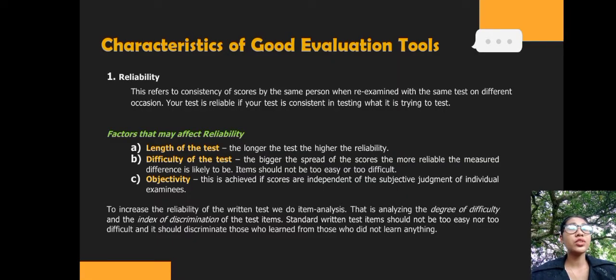So, characteristics of good evaluation tools. First, reliability. Reliability refers to consistency of scores by the same person when re-examined with the same test on different occasions. Your test is reliable if your test is consistent in testing what it is trying to test. So your test is reliable if nakikita mong natitest talaga kung anong gusto mong matest as a trainer.